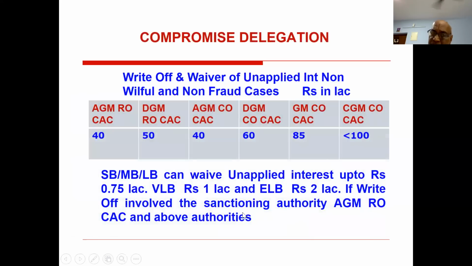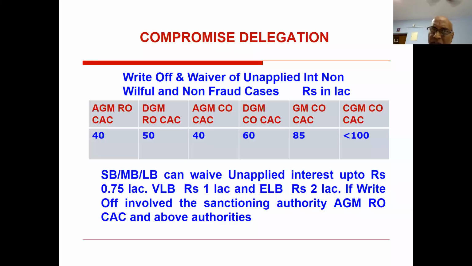Branch heads also have some power. Branch heads do not have power to go in for sacrifice. At the most, they can waive only unapplied interest. Sacrifice means book liability plus unapplied interest. So branch heads do not have power to settle OTS by waiving book liability. At the most, they can waive a certain amount of unapplied interest, and if the parties are willing to pay, they can settle the OTS.